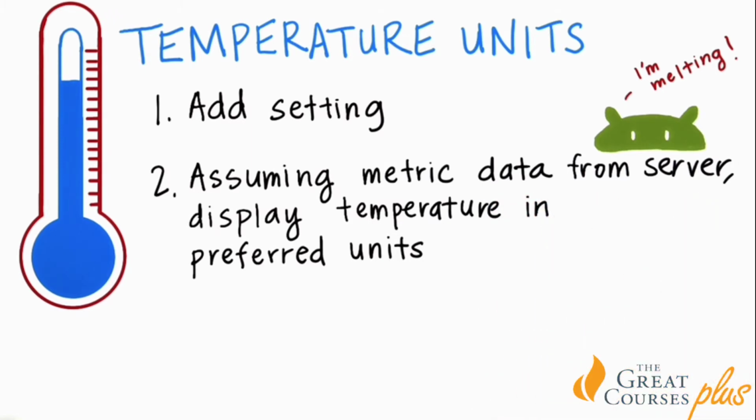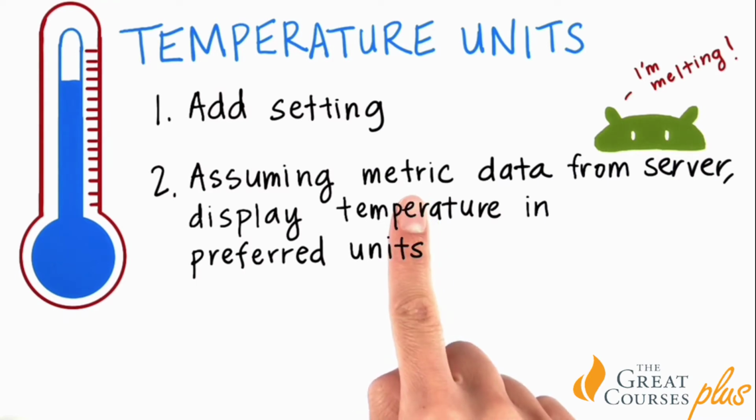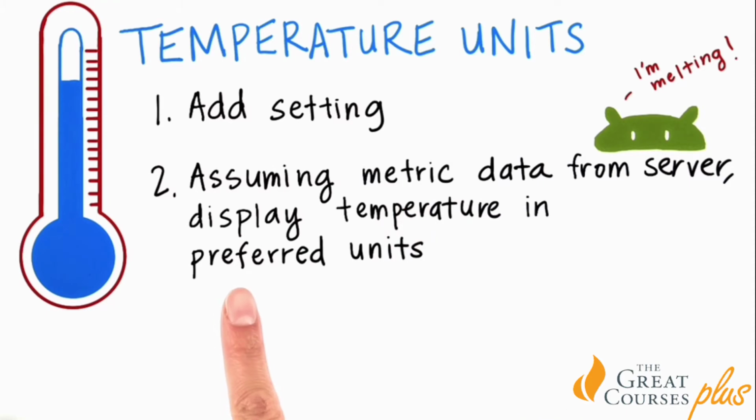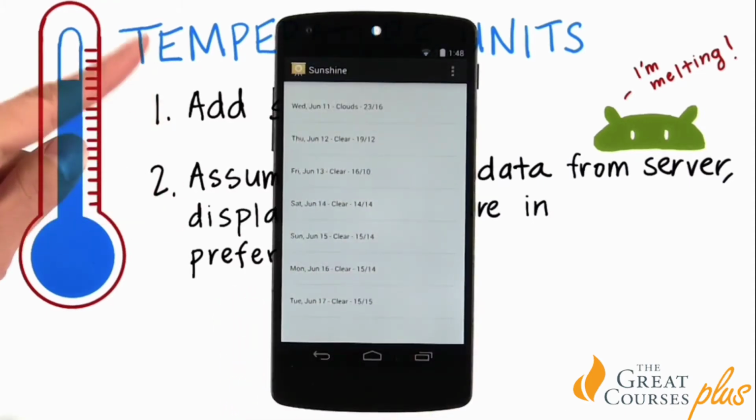Eventually, we'll have a database on the device and we don't want a mix of Fahrenheit and Celsius data in there. Hence, we'll stay consistent by getting metric data from the server. And then we'll convert on the fly to the preferred units when we update the UI. After you make these changes, I'll show you what it looks like on the device.